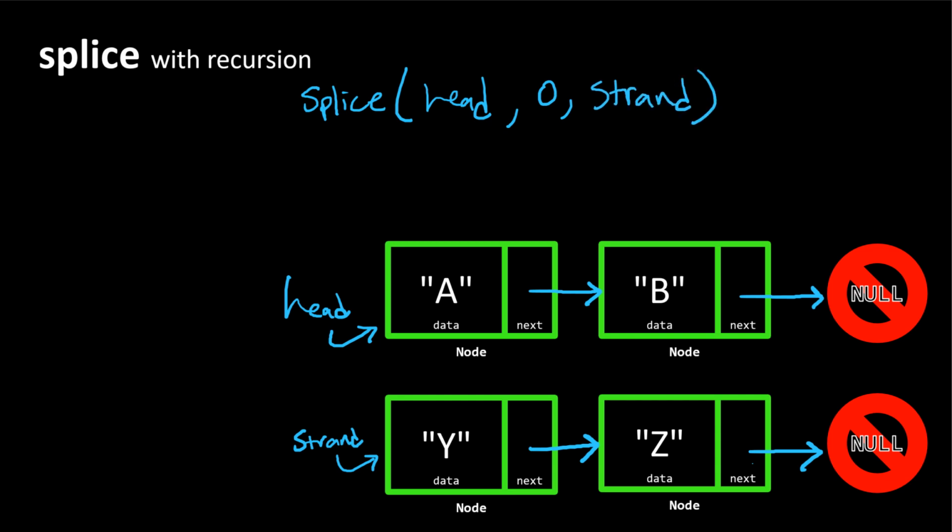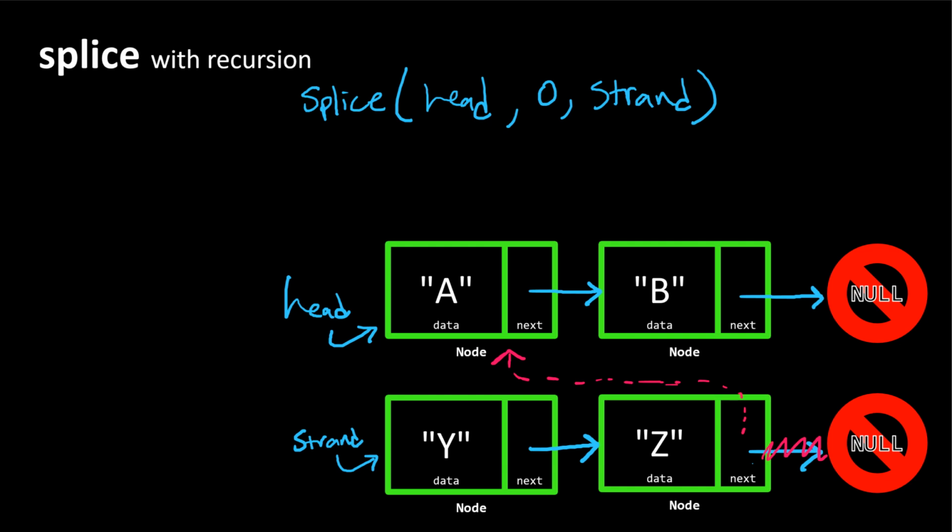What do we want to have happen here? Well, we want to essentially prepend the strand onto head. How might we do that? Let's think about what our references are going to look like after this operation occurs. Rather than this z, the last node of the strand, referring to null, we want it to instead refer to the head of the original list. So we're going to need to update that reference.